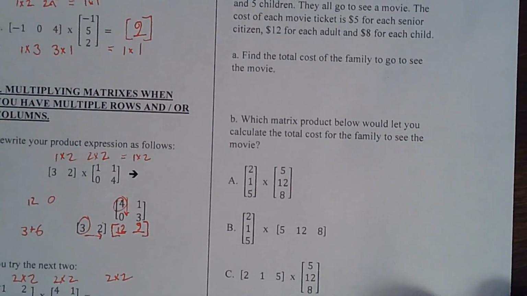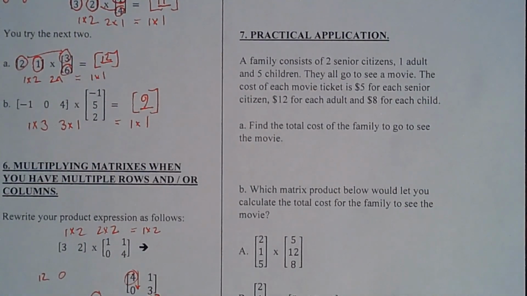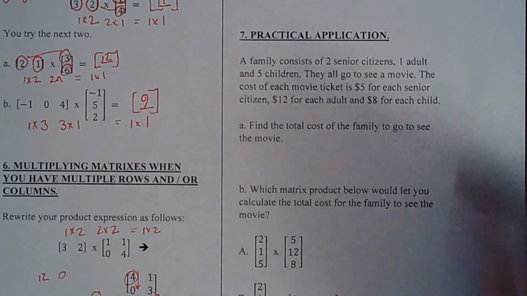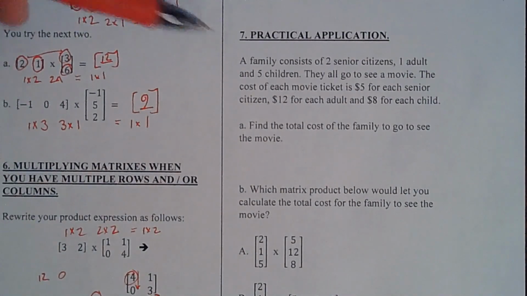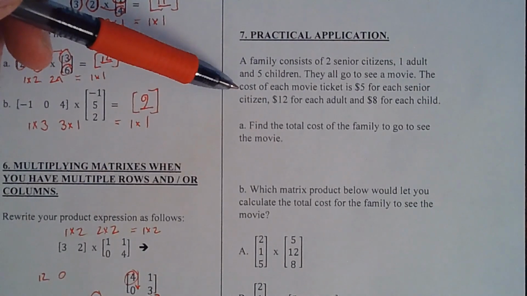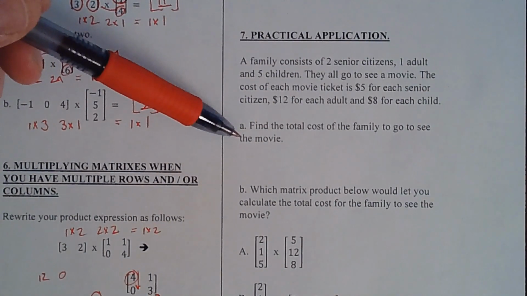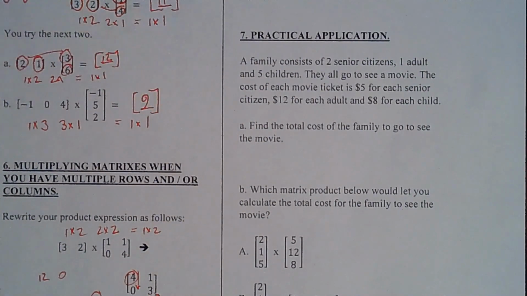All right. Now, part 7, a practical application of multiplying matrices. A family consists of 2 senior citizens, 1 adult, and 5 children. They all go to see a movie. The cost of each movie ticket is $5 for each senior citizen, $12 for each adult, and $8 for each child. Part A says find the total cost of the family to go see the movie. So this is not a matrix question yet, so just pause here and go ahead and find the answer to that question.